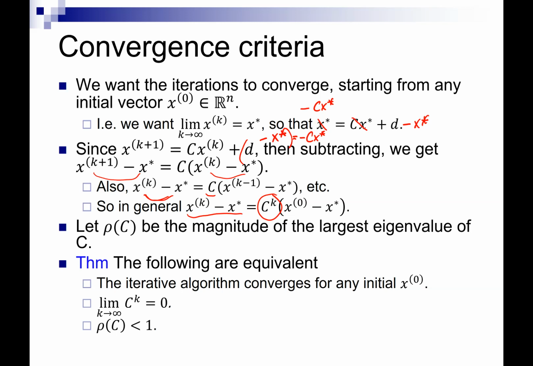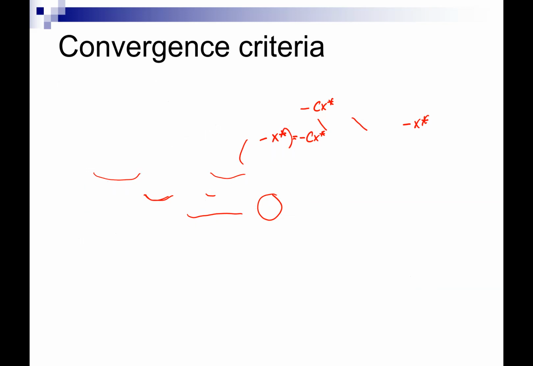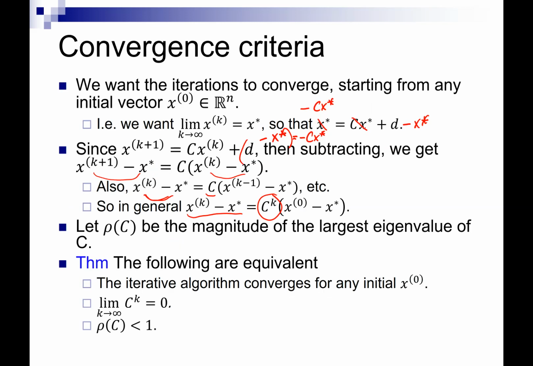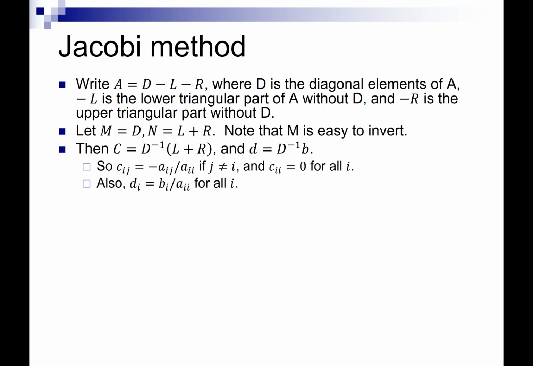Now, we're going to decompose A equals M minus N, but I haven't specified what M and N are. The only requirement is that M inverse is easy to compute. But there could be different matrices, different M's whose inverses are easy to compute. So which M and N are we going to use? Depending on the M and N you use, we're going to have different iterative algorithms.